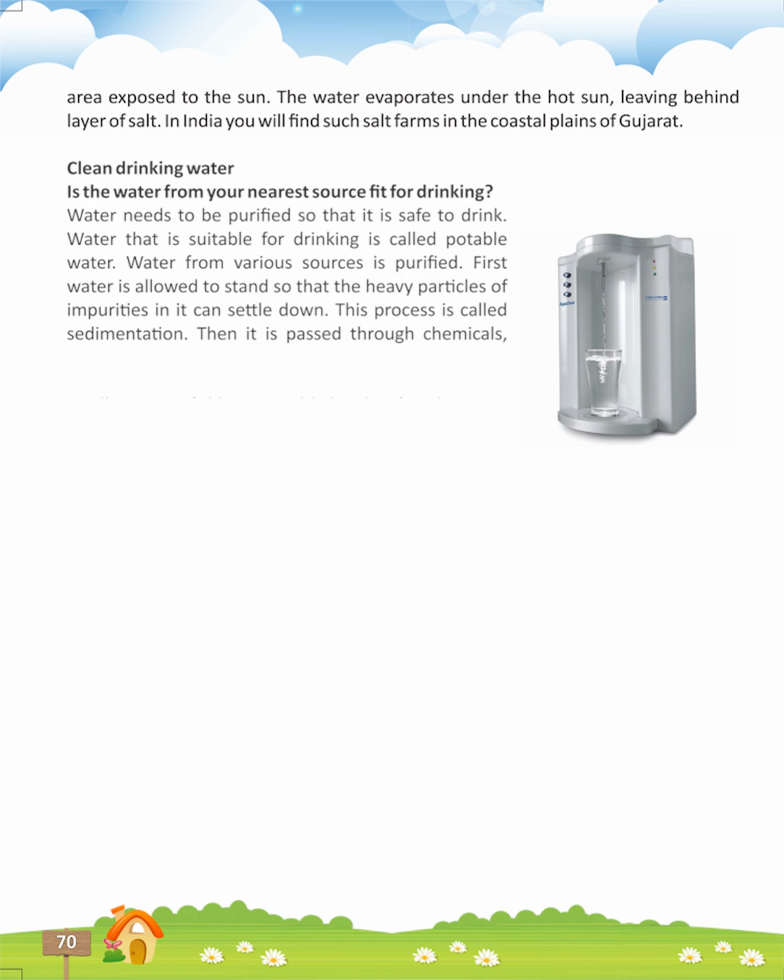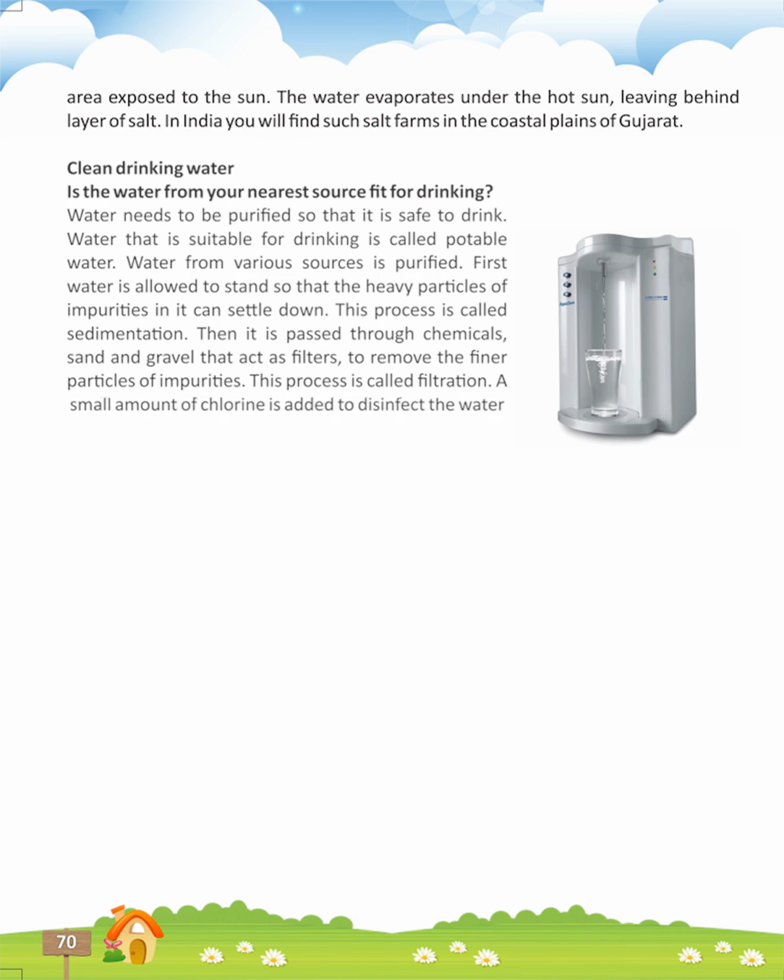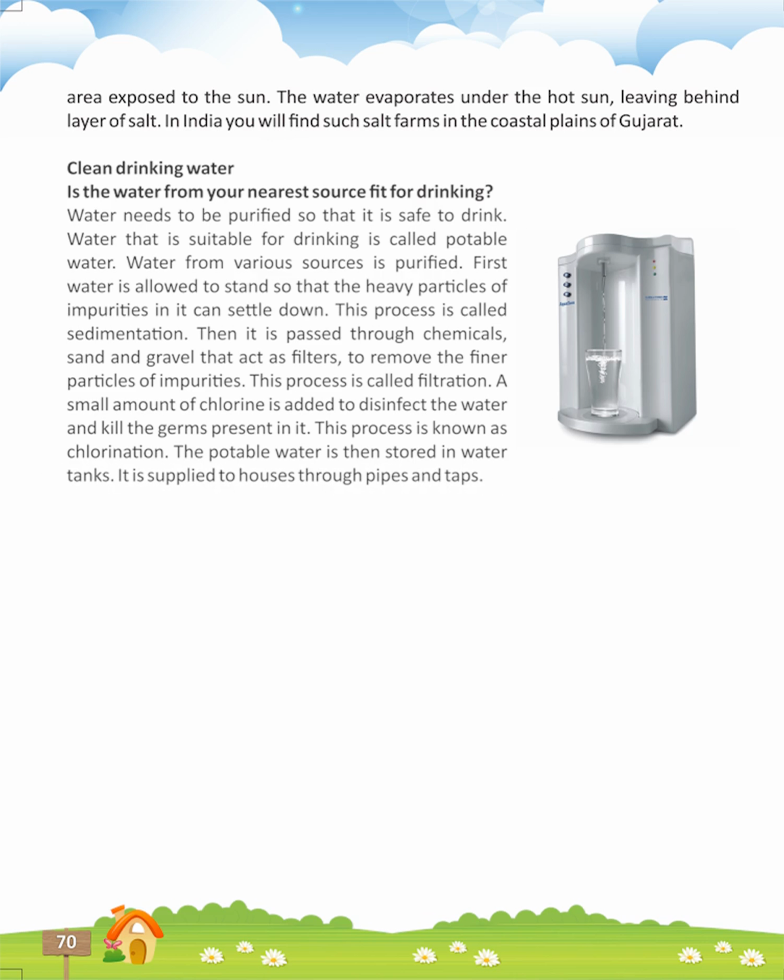Then it is passed through chemicals, sand and gravel that act as filters to remove the finer particles of impurities. This process is called filtration. A small amount of chlorine is added to disinfect the water and kill the germs present in it. This process is known as chlorination. The potable water is then stored in water tanks. It is supplied to houses through pipes and taps.